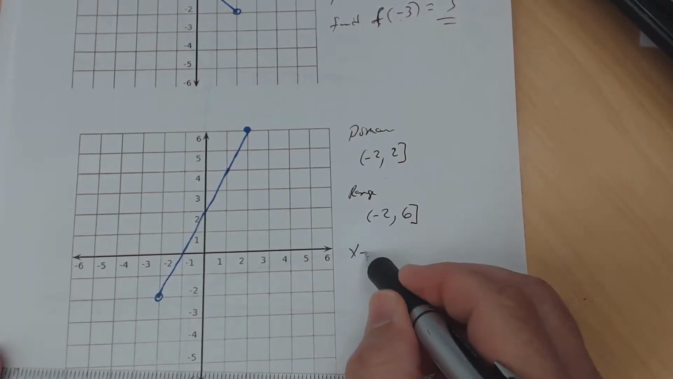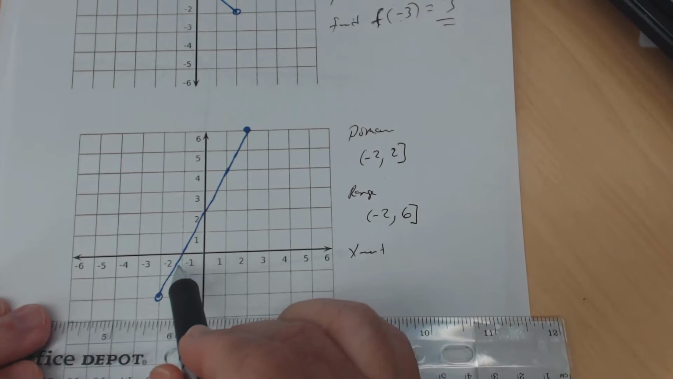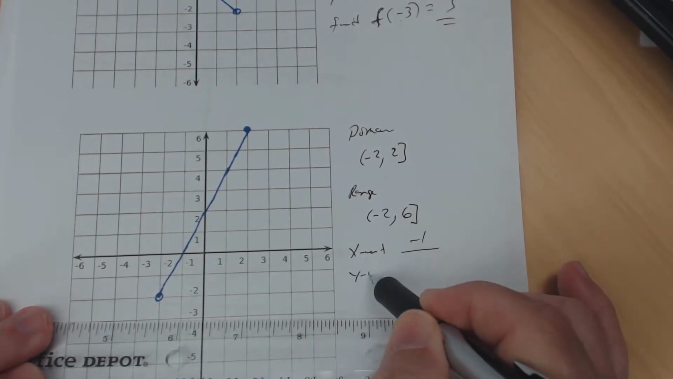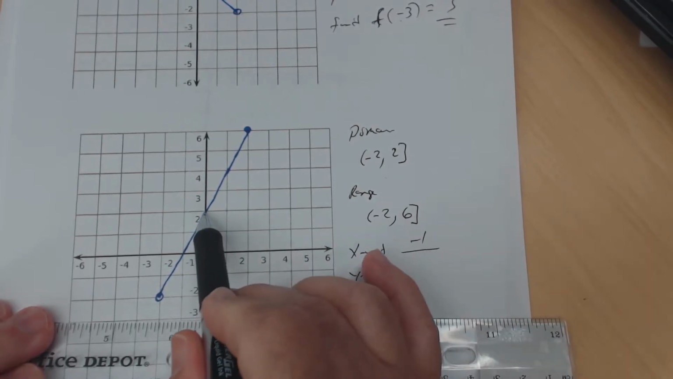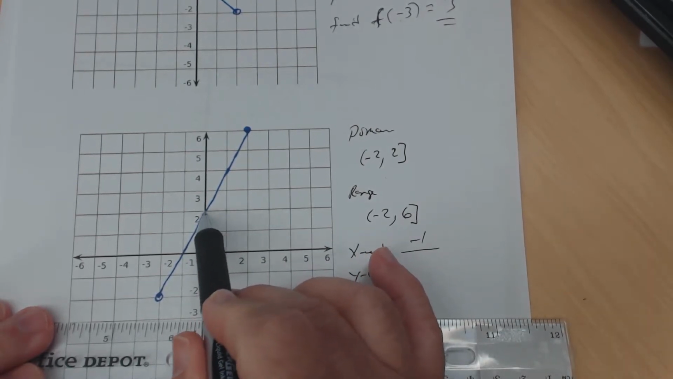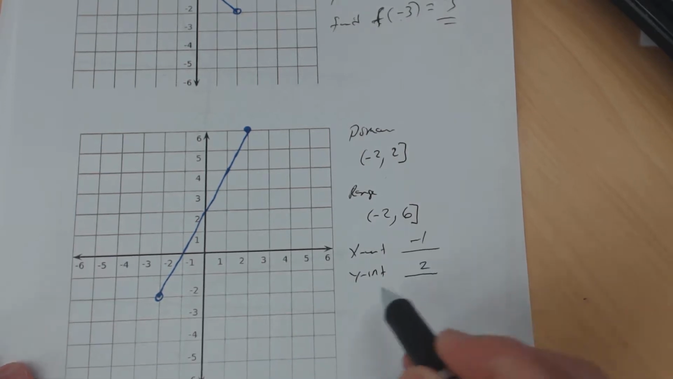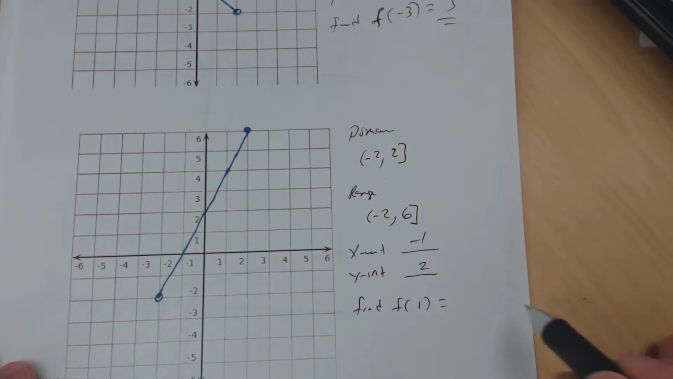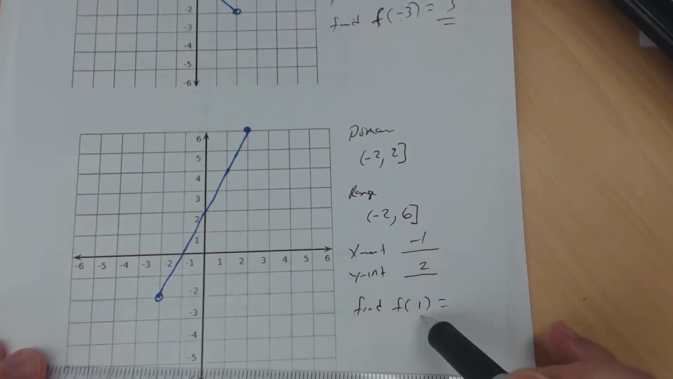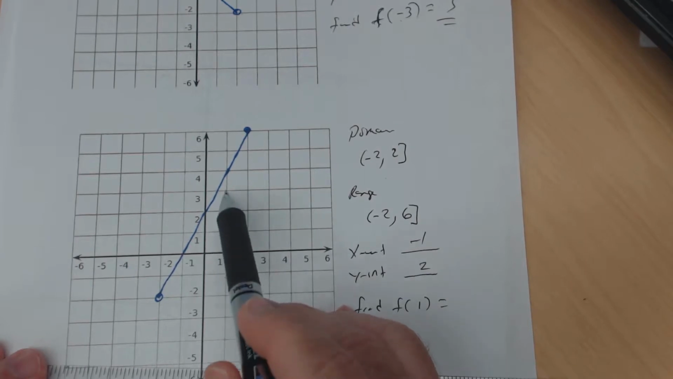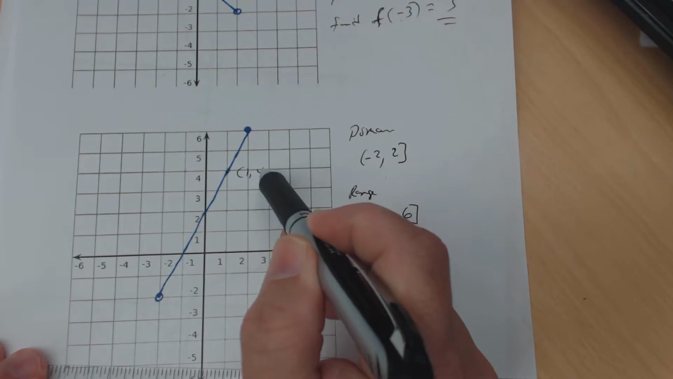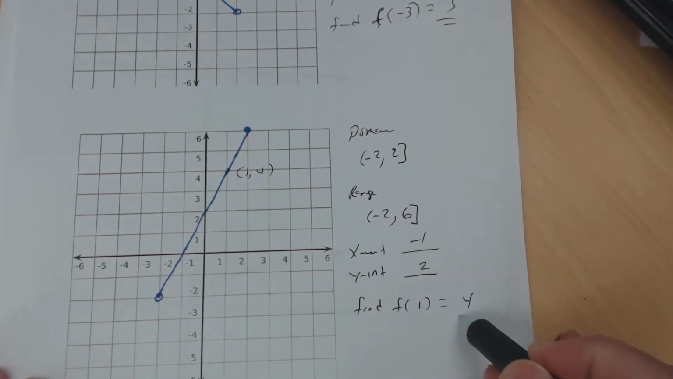All right, now the x-intercepts and y-intercepts are easy. X-intercept, that's where the graph crosses the x-axis. It crosses the x-axis at -1. The y-intercept is where the graph crosses the y-axis. It crosses the y-axis when y is 2. And then let's say you want to find f of, let's say, 1. So f of 1. What's the y value when x is 1? When x is 1, my y value is 4. So remember this right here is (1, 4), so you say f of 1 equals 4. All right, next one.